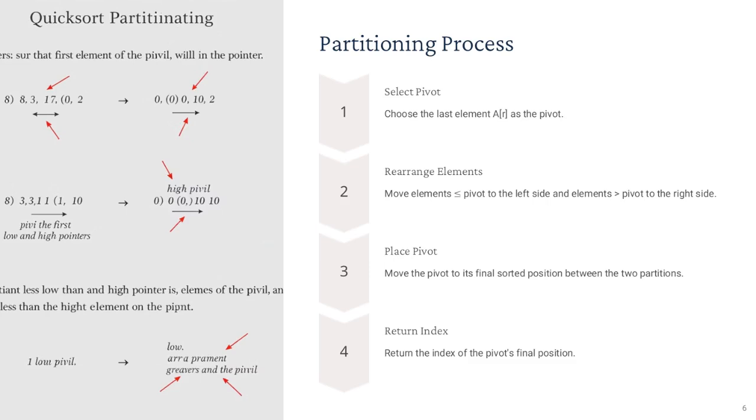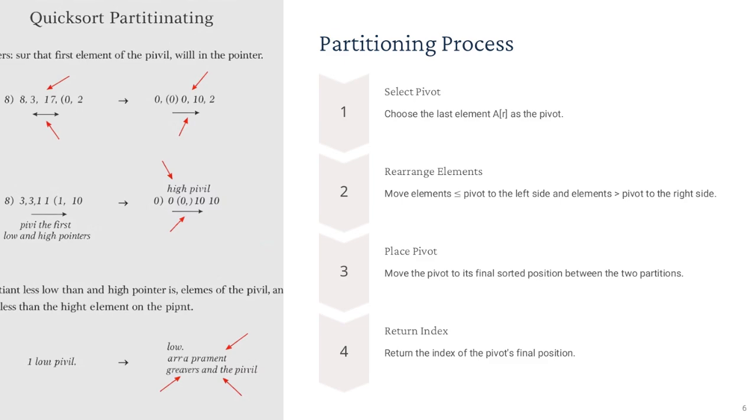The partitioning process is a critical component of Quicksort, as it dictates how the array is divided into smaller subarrays for further processing. First, the algorithm selects a pivot element, which is typically the last element of the subarray. Next, it rearranges the elements such that those less than or equal to the pivot are placed to its left, and those greater than the pivot are positioned to its right.